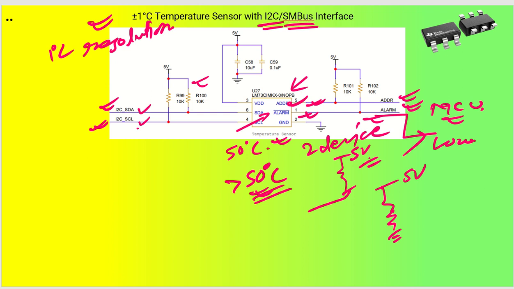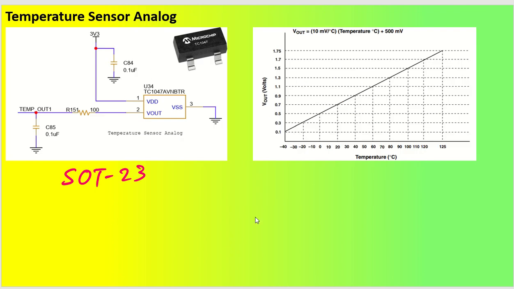Some very popular analog temperature sensors are also there. So I'm going to take one of the temperature sensors from Microchip Technology. This is the SOT23 package. Okay, so this has just 3 pins, VDD, that is the power supply pin. You can give it 3.3 volt as well.